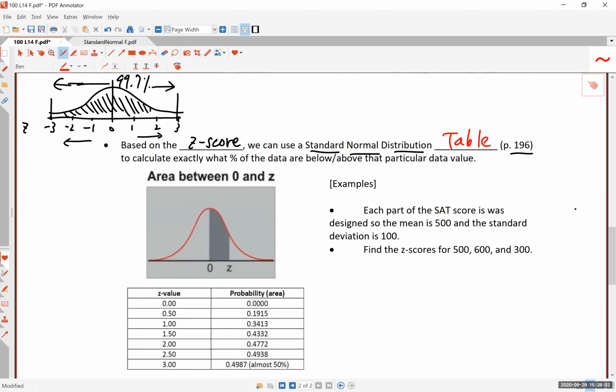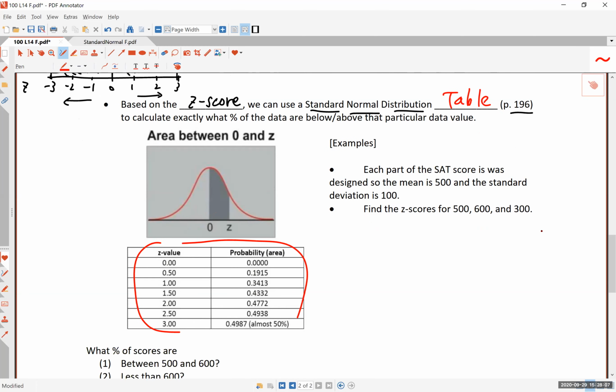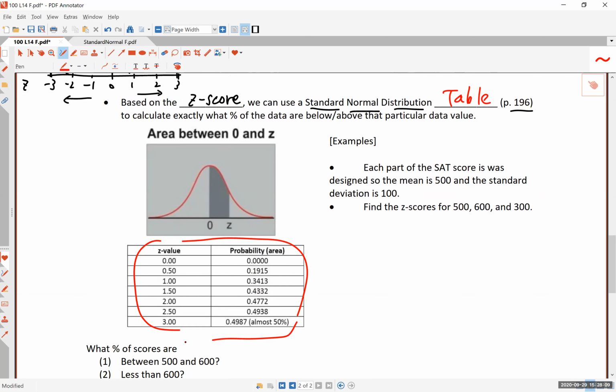What do we mean by a table? Let me show you the table. This is a part of a table. It's not complete by any means. You can find this in the book on page 196, and we will be using this to answer some very important questions on the percentages, on the probabilities, and on other related topics. This is going to help us calculate exactly what percent of the data are below and above that particular data value. And that will help us find the percentile as well.